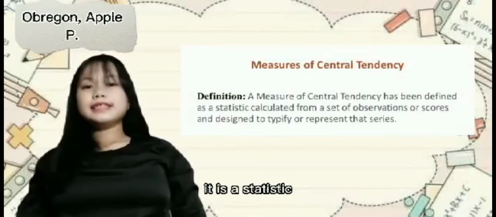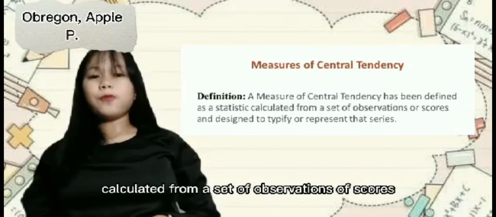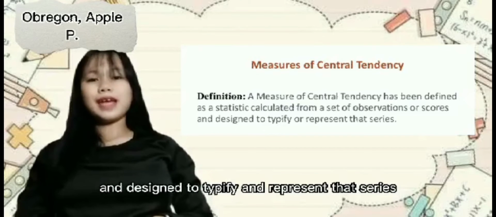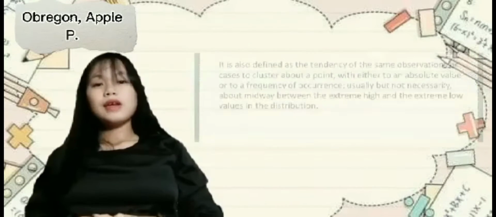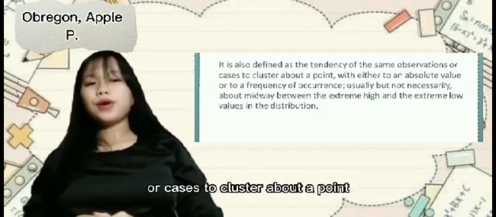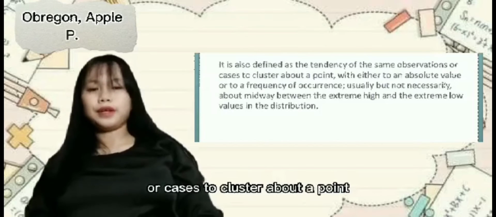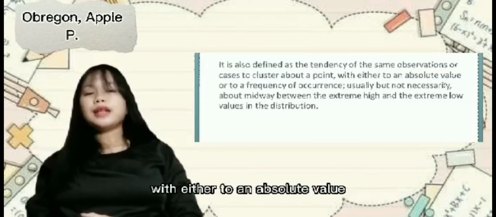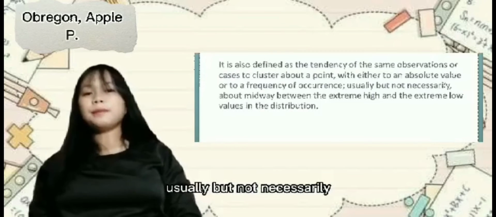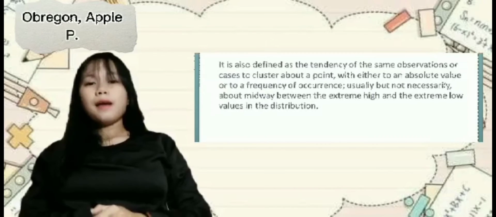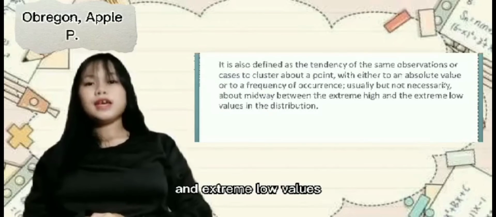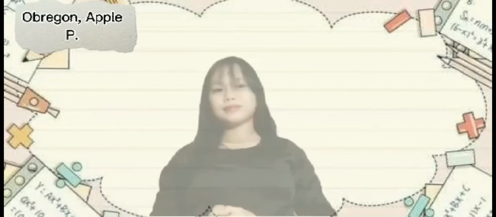It is a statistic calculated from a set of observations or scores and designed to typify and represent that series. It is also defined as the tendency of the same observations or cases to cluster about a point, with either an absolute value or a frequency of occurrence, usually but not necessarily about midway between the extreme right and extreme low values in the distribution.